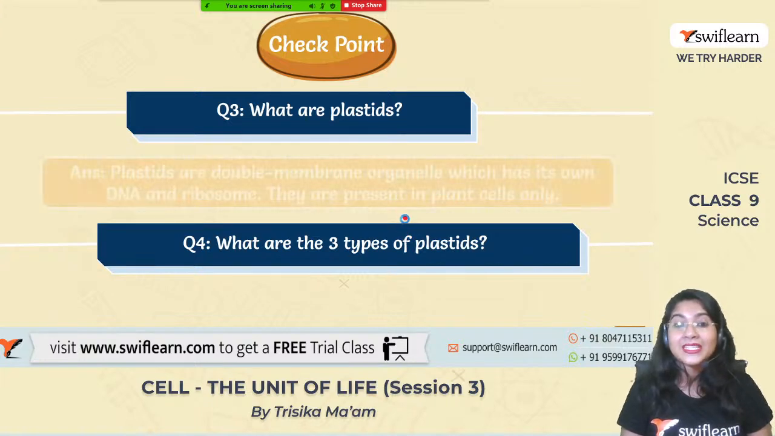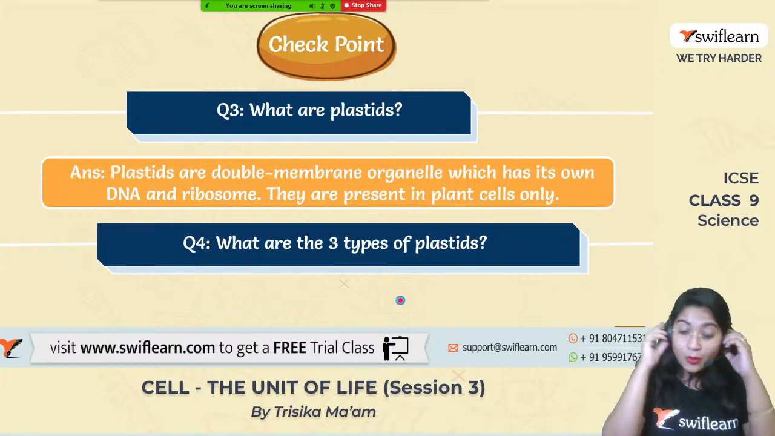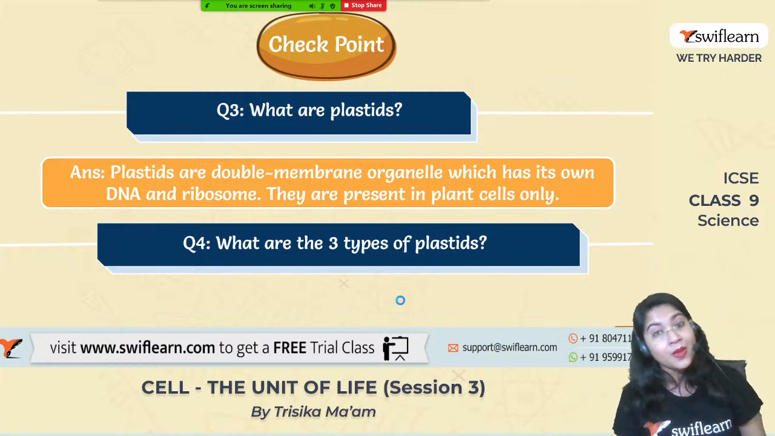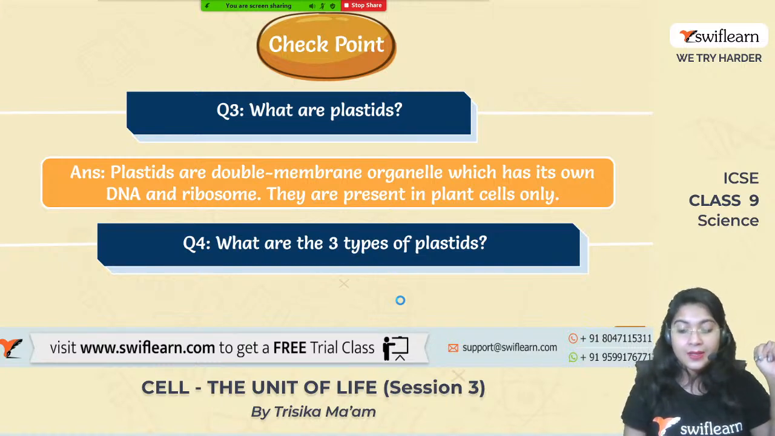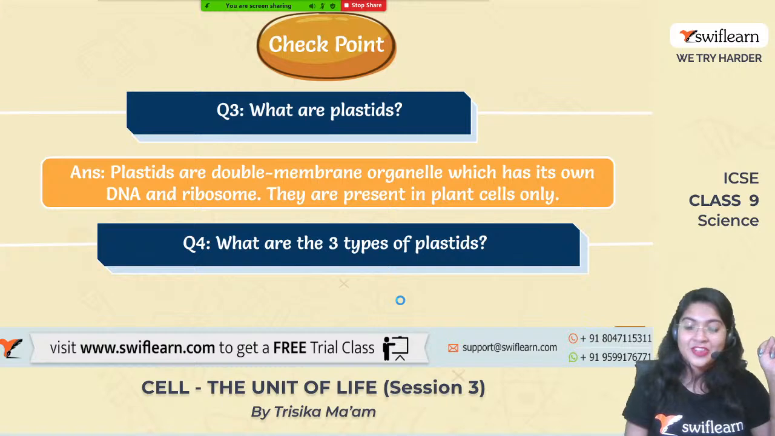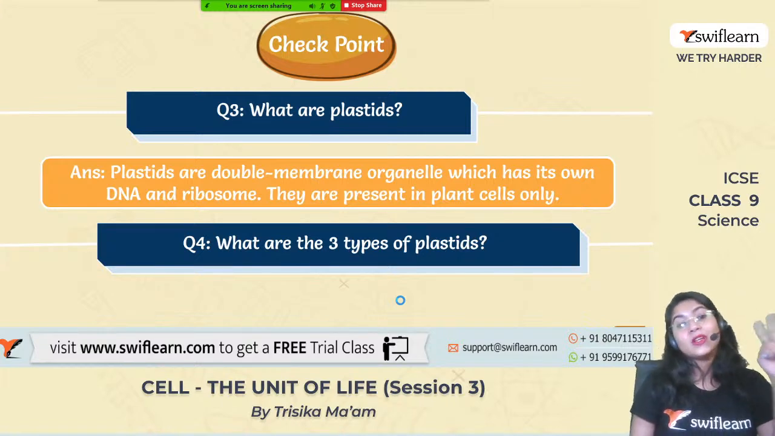So what are plastids? Plastids are the double membrane bound structure which contain their own DNA and ribosome. Remember, so the plastid and mitochondria, these are the only two. Very good, Vaishnavi. Plastids are only present in the plant cell. Very good. So they are the two.